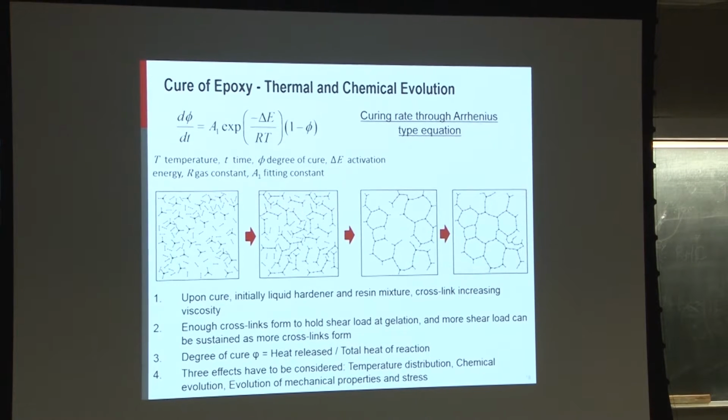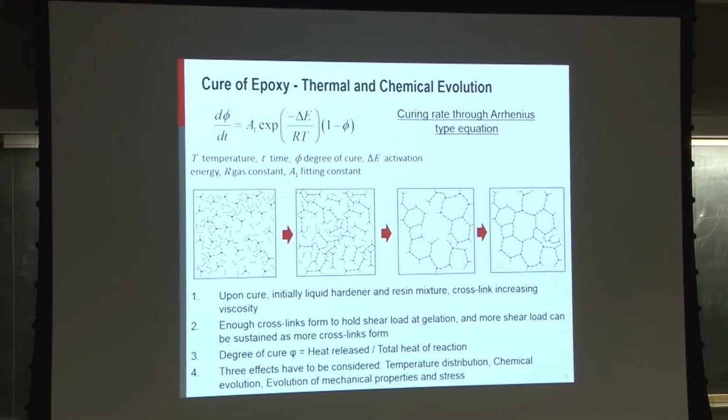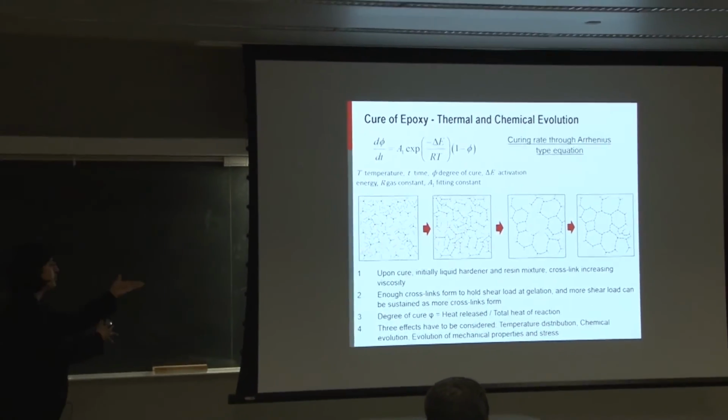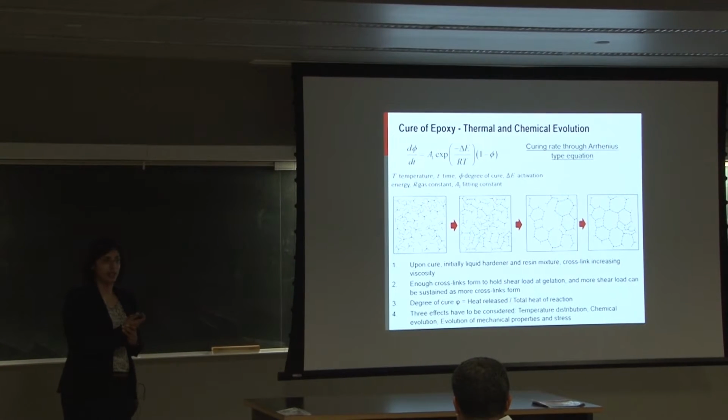So we need to consider the temperature distribution, the chemical evolution that occurs, and the evolution of mechanical properties that is related to the extent of cure that has occurred.